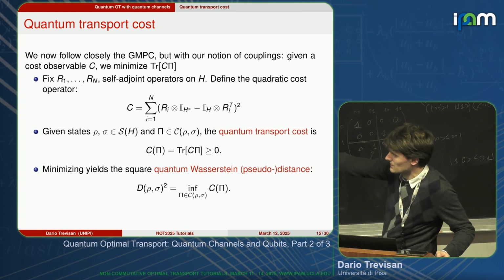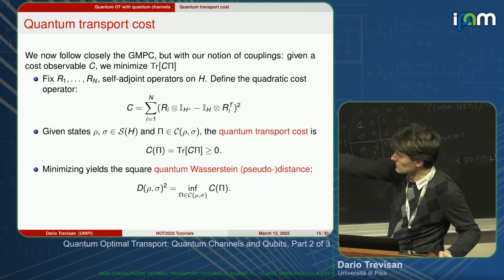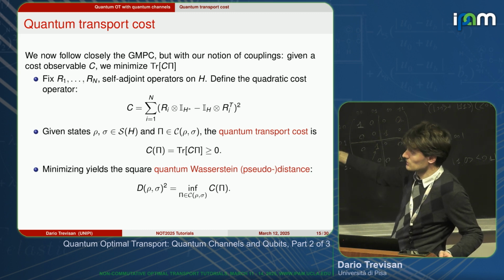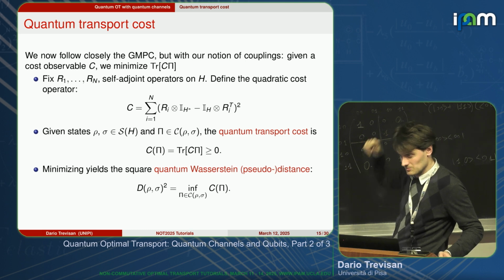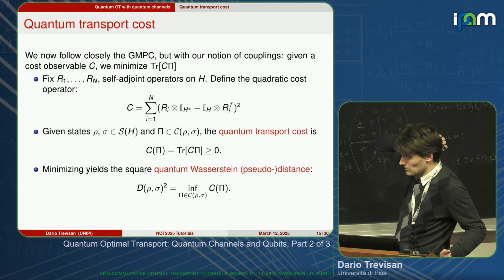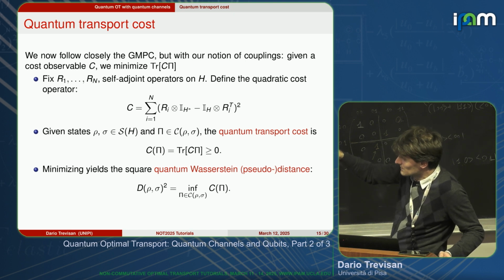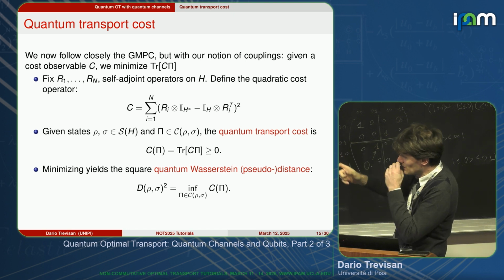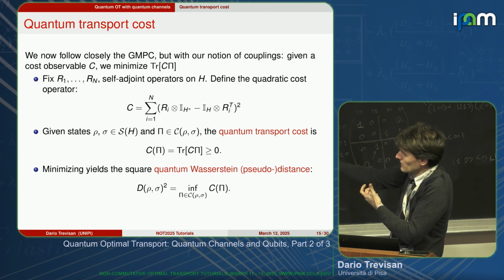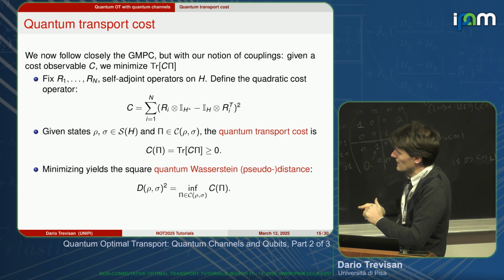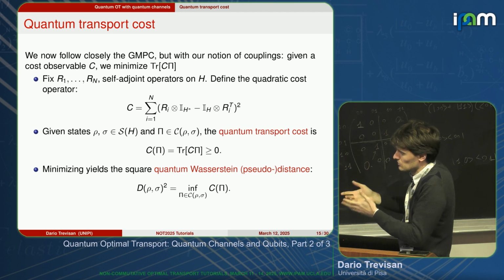You say sum over i between 1 and n of Ri, which acts on H, tensor the identity on H star, minus the identity on H, but then tensor the Ri transpose. This is what you need to do, because otherwise you are in the wrong space. And this discrepancy is between the two. You want to measure whether Ri is similar to Ri transpose on the H star. Well, you square it and you do the sum of squares.